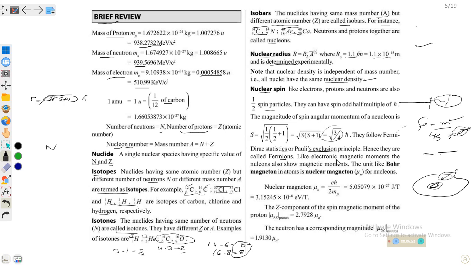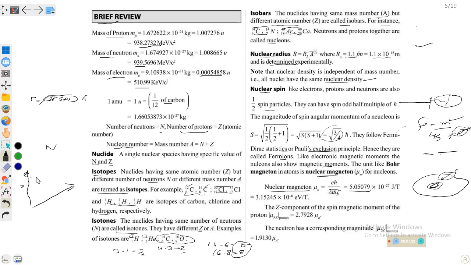Like electrons have magnetic moments, the nucleons also show magnetic moments. The unit, like the Bohr magneton in an atom, is the nuclear magneton. If we have to find the magnetic moment of a nucleus, we express it in nuclear magnetons, where the nuclear magneton is equal to e h cut over 2 m p, because in the nucleus we have the mass of the proton, and this is equal to 3.15.